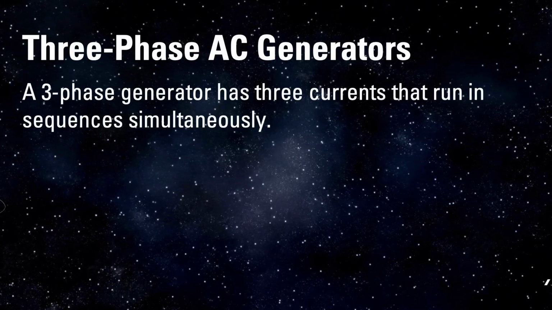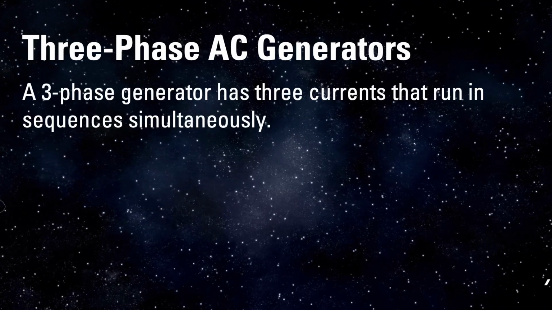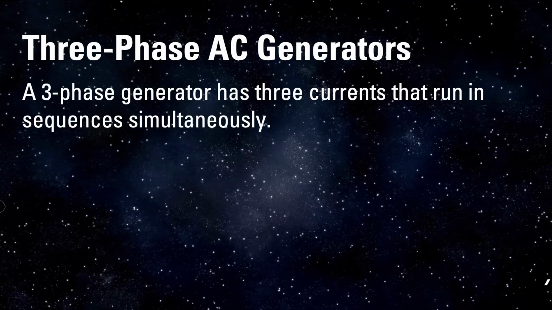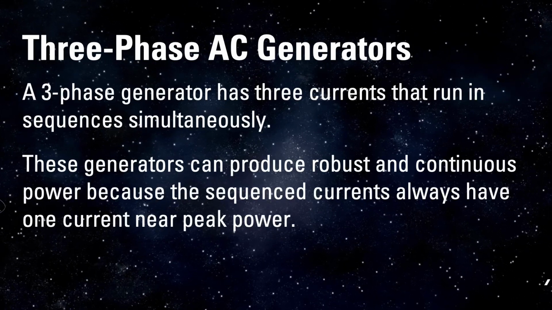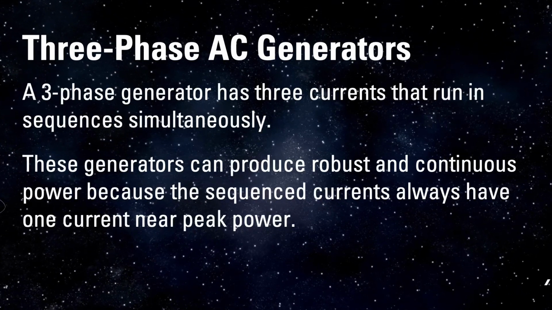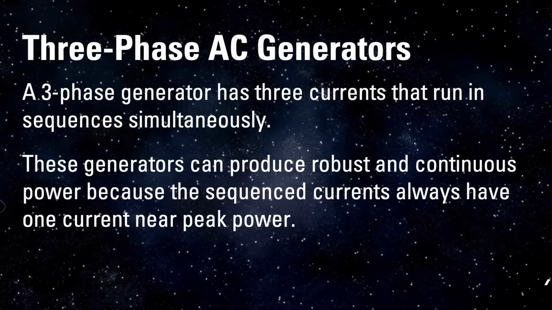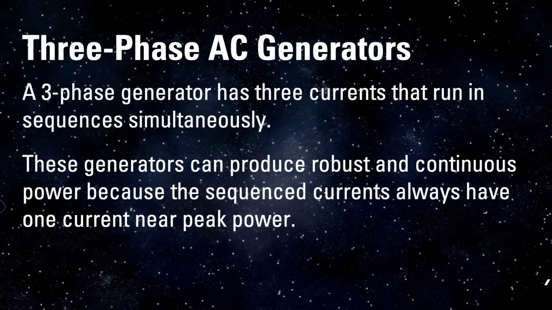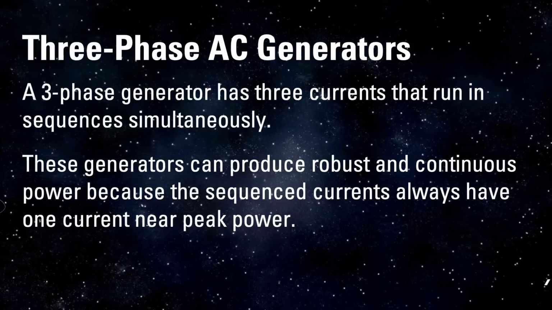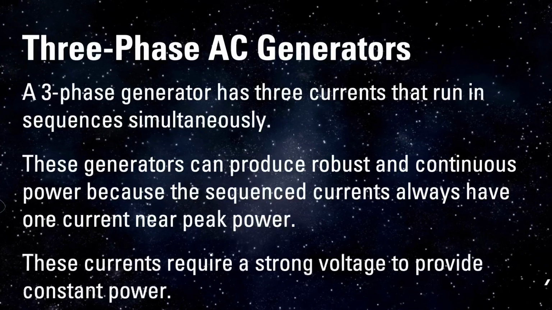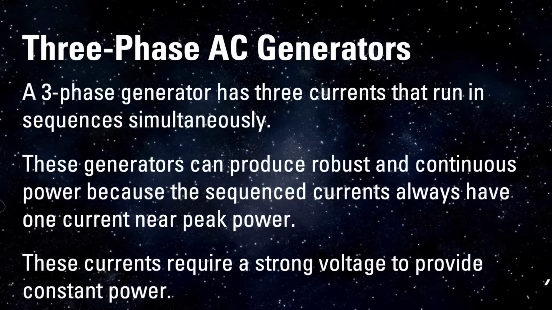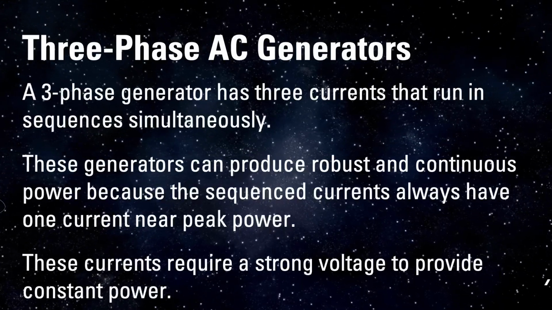A three-phase generator has 3 currents that run in sequences simultaneously. These generators can produce robust and continuous power because the sequence currents always have one current near peak power. These currents require a strong voltage to provide constant power.